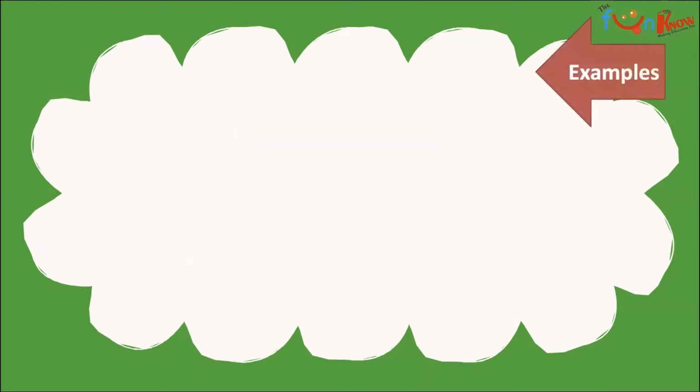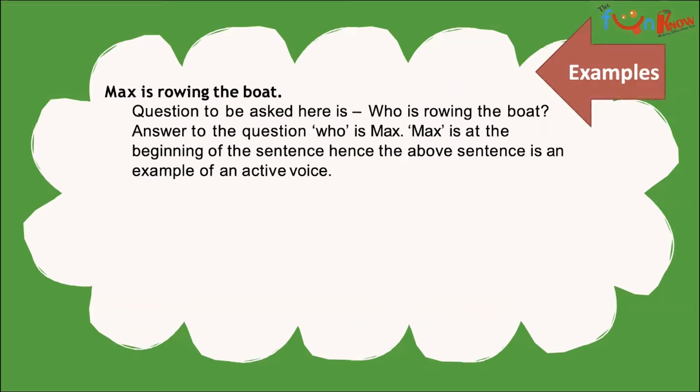Let's look at some more examples. Max is rowing the boat. Now, the only question you need to ask here is, who is rowing the boat? And the answer is Max. Max is rowing the boat. Max is the subject, and therefore it becomes an active voice sentence because Max, who is a subject, is at the starting of a sentence.